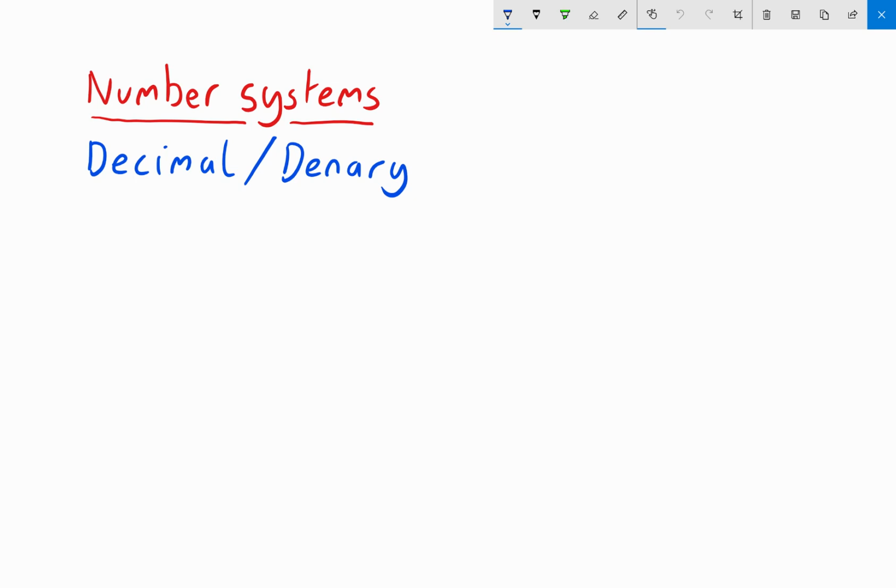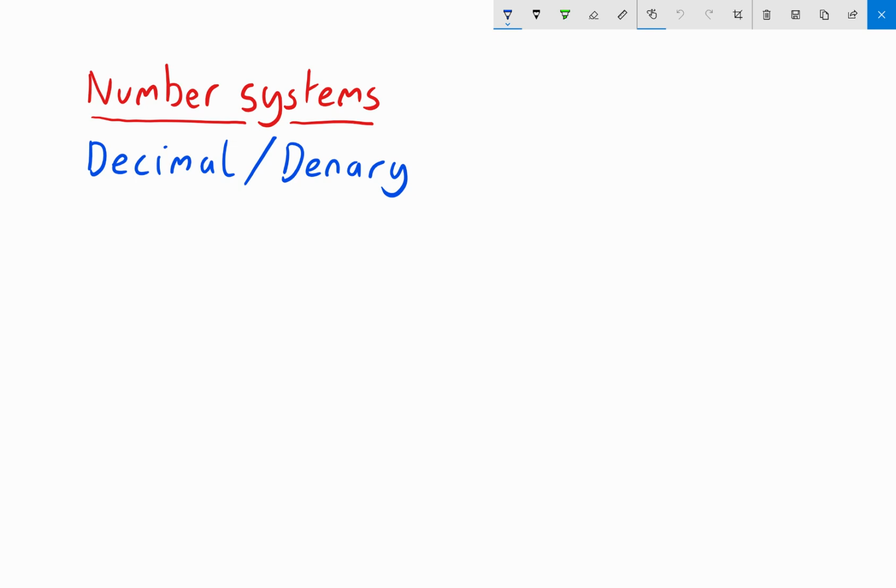So in this video we're going to have a look at number systems and how they work, and we're going to discuss how numbers are made in the decimal or denary system. If you understand the principles in this video, then understanding binary and hexadecimal should be fairly simple.